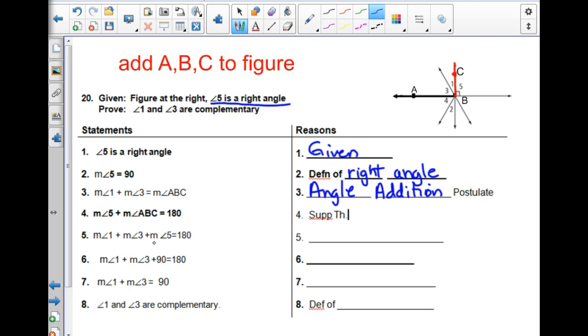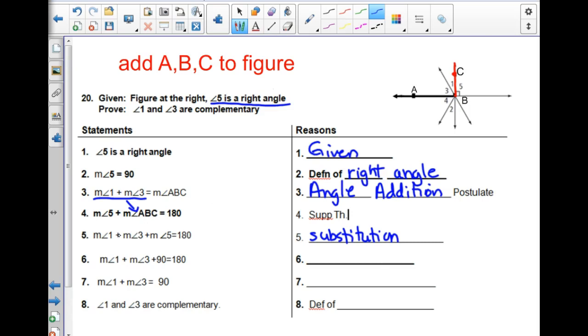The next step, I got two reasons I can write for the next step. I had said that angle 1 plus angle 3 is equal to the measure of angle ABC. So if I took this and put it in here, I could get that line. If I did it that way, this would be a substitution. That's sort of how I felt the proof led us. You have to go with how someone else has led you through the proof sometimes.